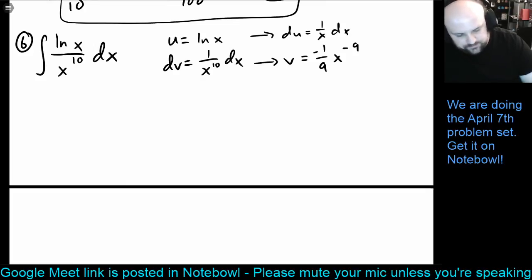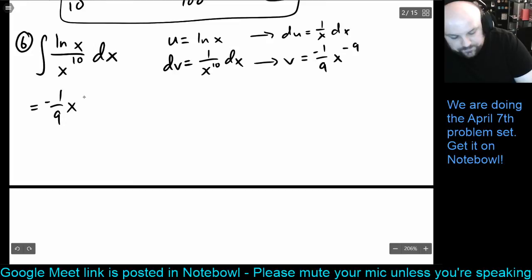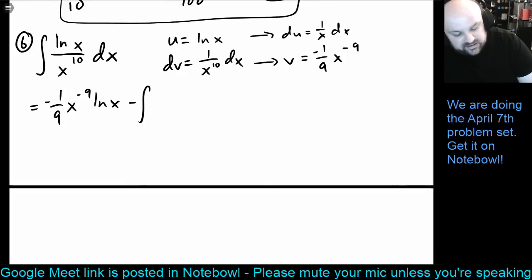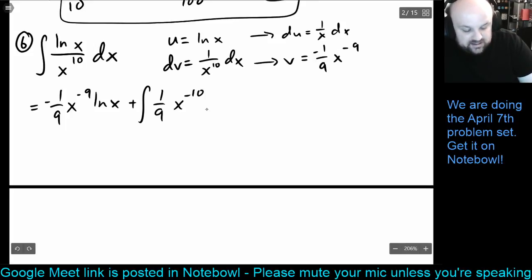All right. So, do our usual thing here. Minus 1/9, x to the minus 9, ln of x. That's our u times v. Minus the integral of v du. So actually, that minus in this one can turn into a plus. 1 over 9. We have x to the negative 9 times 1 over x, so that's x to the minus 10 again. Negative x to the minus 9, ln x.